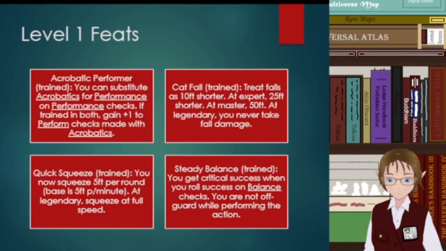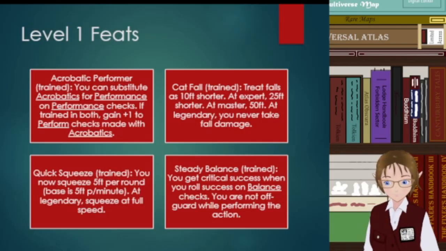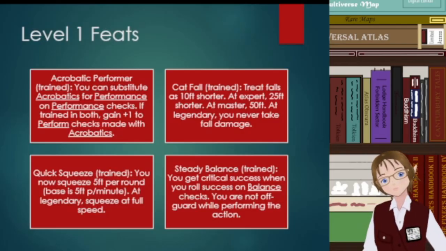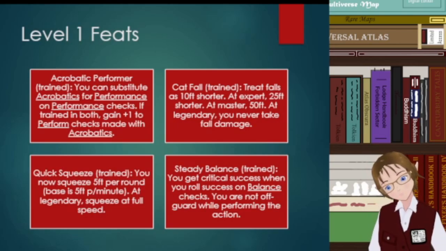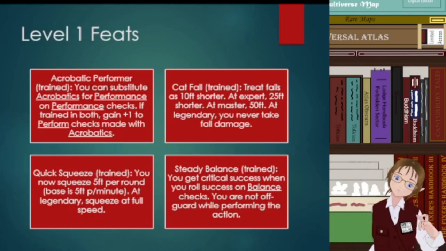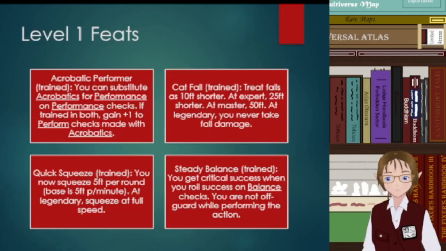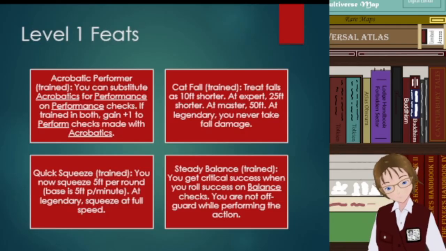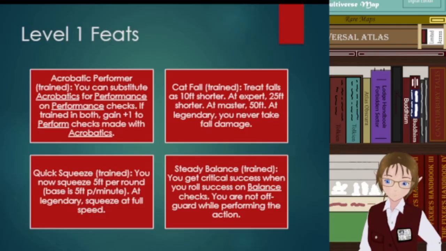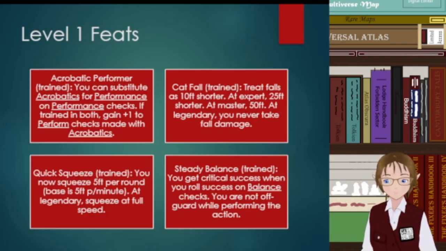Steady Bounce essentially makes it so that your bounce checks are more effective. Basically, it lets you not be off guard while performing the action, which could be useful if you're trying to, say, get above an enemy or otherwise move around the battlefield. Additionally, you get a critical success when you roll a success on bounce. The critical success effect is moving your full speed, so it essentially just increases your maneuverability around trickier battlefields.